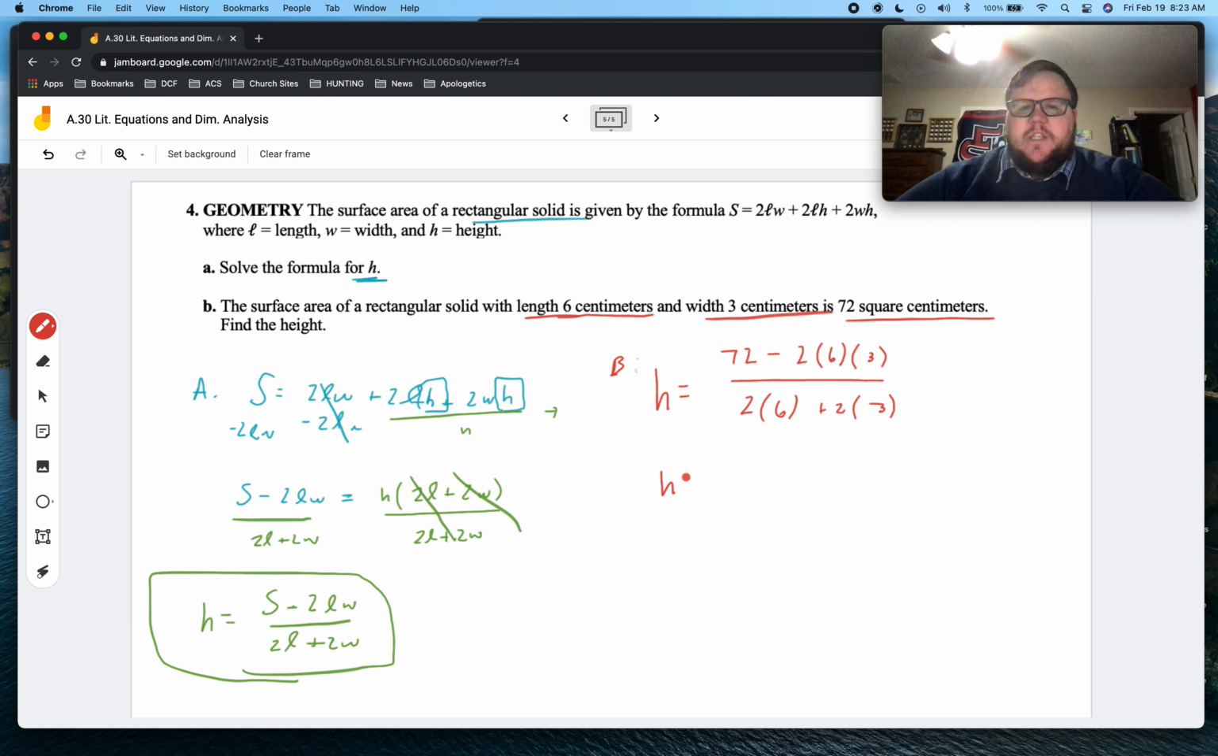So I get H equals, and the units all cancel out. This would be centimeters squared on top and centimeters on bottom. So the centimeters on bottom with the square on top cancels out, and I'm left with just centimeters. When you do all this work, 72 minus that looks like 12 times 3, 36. So you get 36 over 12 plus 6 is 18. 36 over 18 is 2 centimeters.